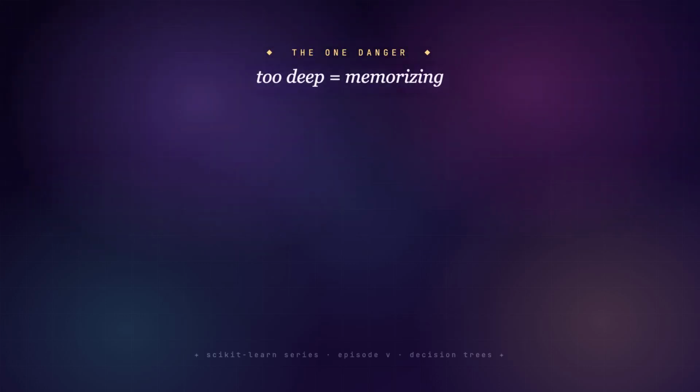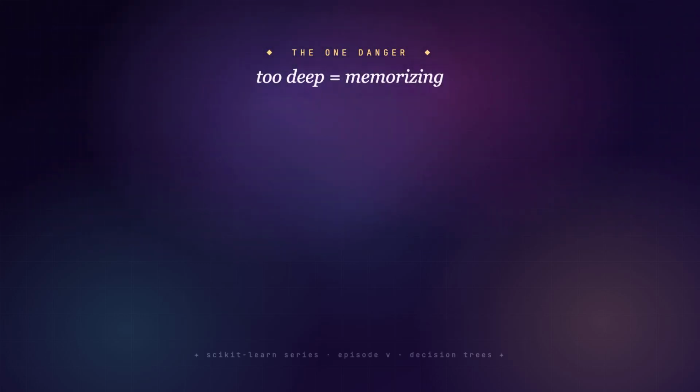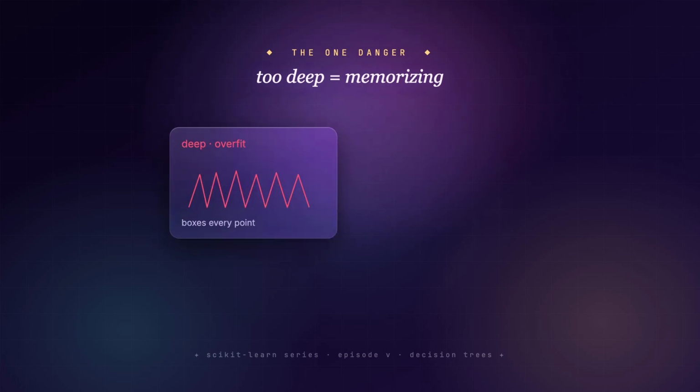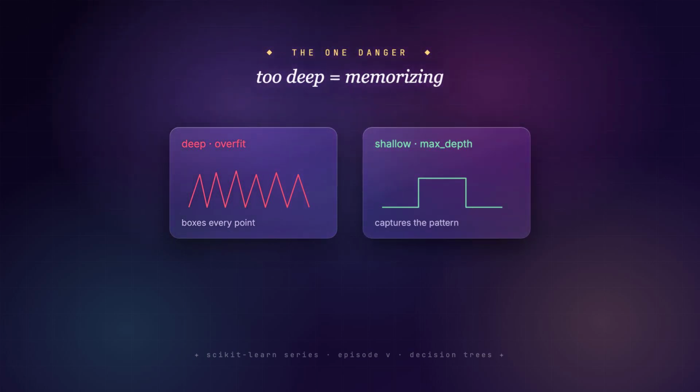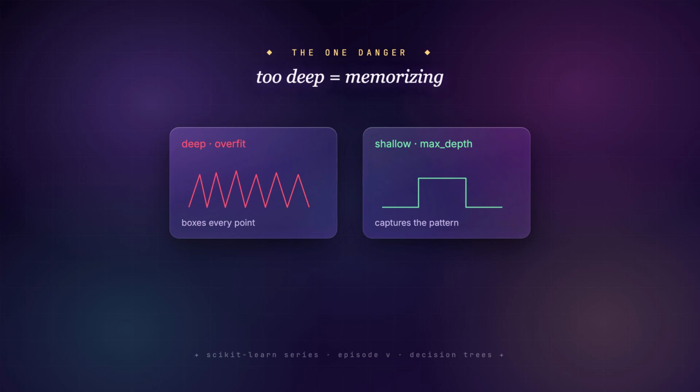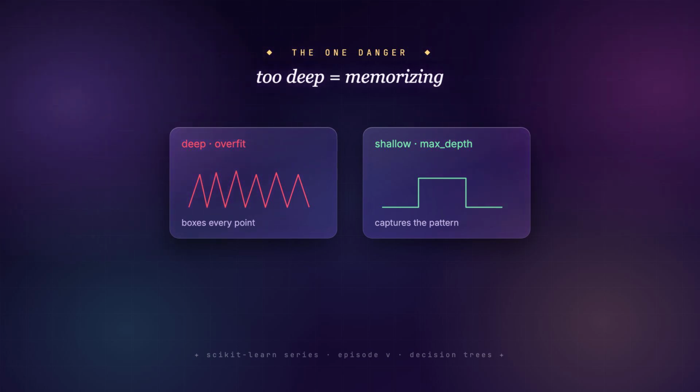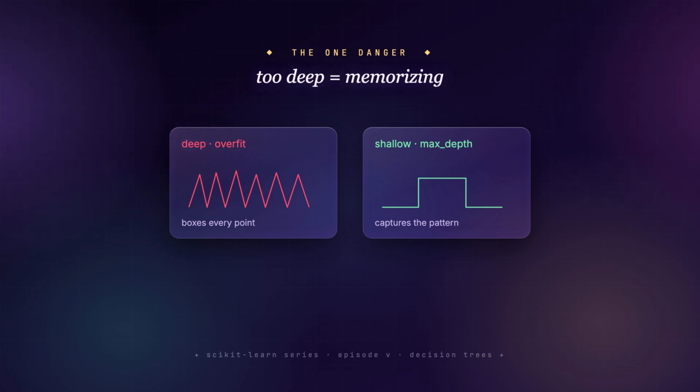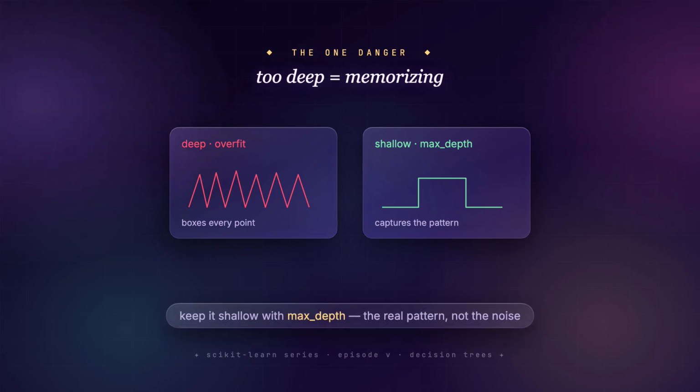There is a catch though. If you let the tree keep asking questions forever, it will eventually carve a tiny box around every single point, memorizing the training data, noise and all. That's overfitting. So we rein it in, usually with max depth, keeping the tree shallow enough to catch the real pattern without obsessing over every last dot.